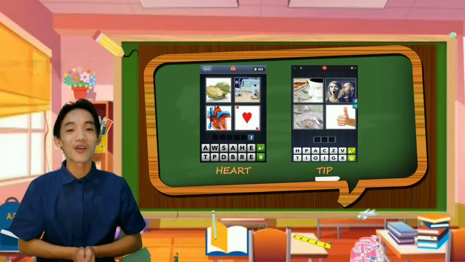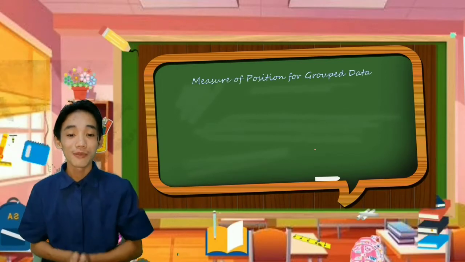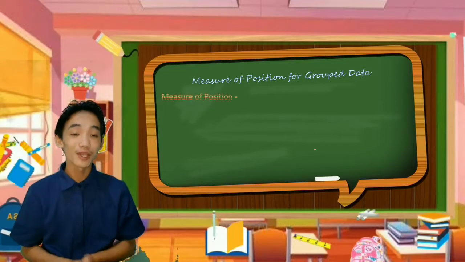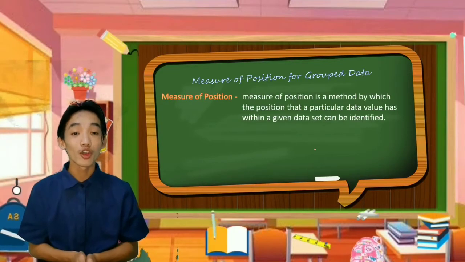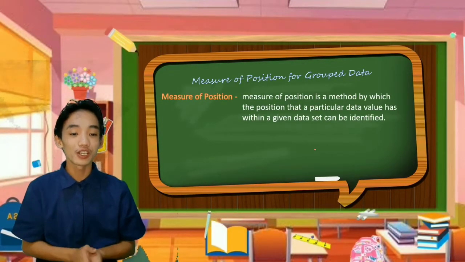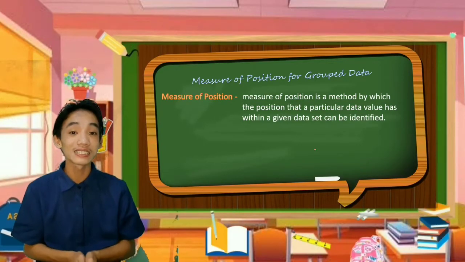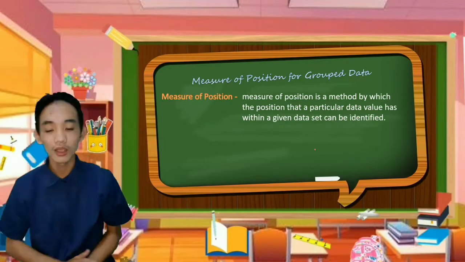Let us proceed to our lesson proper. The measure of position for the grouped data. The measure of position is a method by which the position that a particular data value has within a given data set is identified.